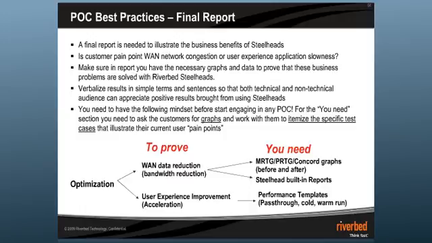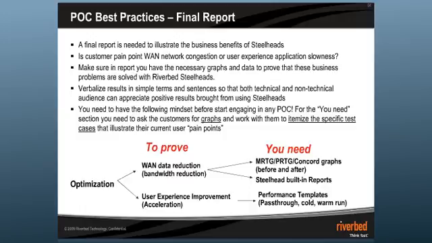After the test is completed, it's important to put together a final report that proves that the steelheads did their job. That's why it's important to understand the customer pain point up front. Is it WAN network congestion? Is it user experience? Or is it both? If the customer wanted to reduce the WAN bandwidth on their network so that they could maybe shrink the size of the pipe they currently have or not have to upgrade the size of their WAN link, then you need to make sure you have graphs from before and graphs from after that show once the steelheads went in, the bandwidth was reduced by 80%.